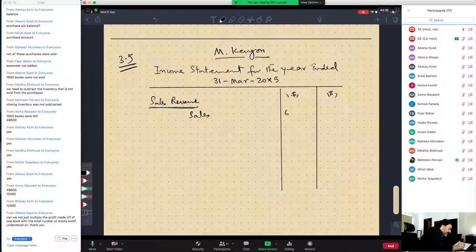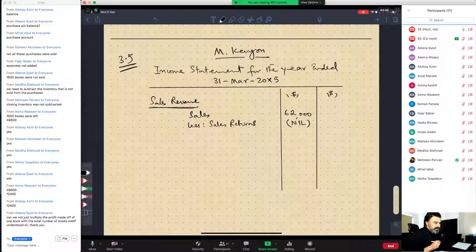So in this case, sales are 62,000. And there is a possibility, though in this question it doesn't exist, that there are sales returns. If there are any sales returns, we will put them here. But since there is no sales return, I'm just putting it for your reference, so that in the next questions when sales returns come, you'll know how to treat it. Sales return is going to be subtracted from your overall sales account balance, and then you will find the sales revenue. So this is your sales revenue, and this is your sales.